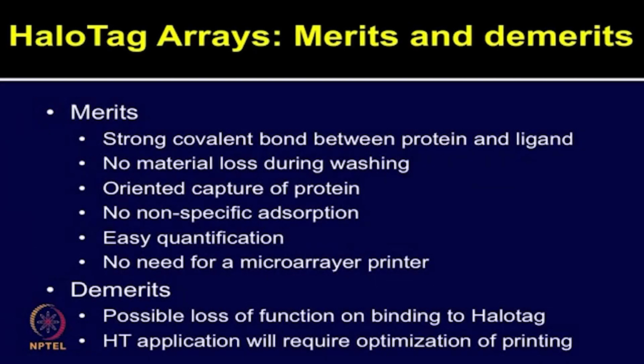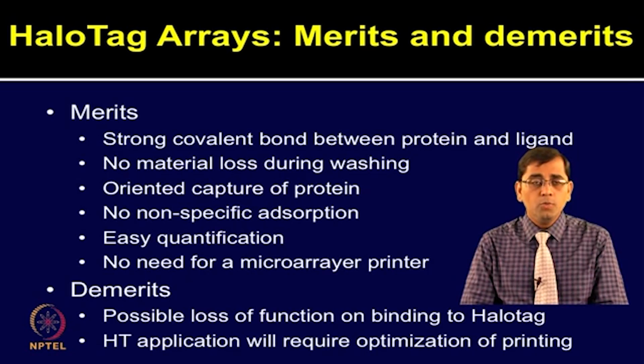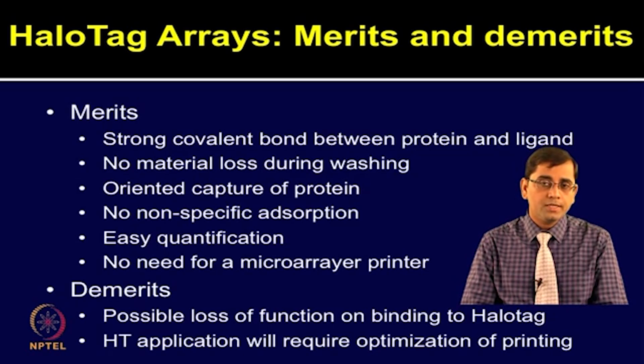Halotag arrays have various advantages such as the strong covalent binding between the protein and the ligand. No material loss occurs during washing steps because of very strong covalent interaction. The proteins are captured oriented, and there is no non-specific adsorption due to PEG coating. The quantification is easy and one does not need a microarray printer to print the proteins on this chip, because the commercial kit of Halotag arrays provides a gasket which can be used for printing the arrays.